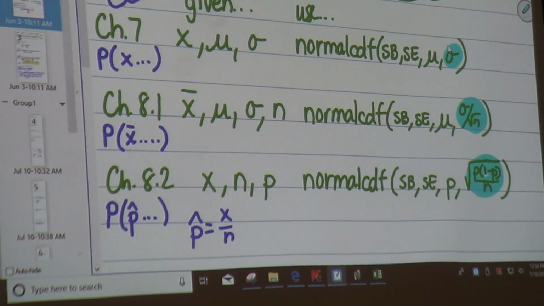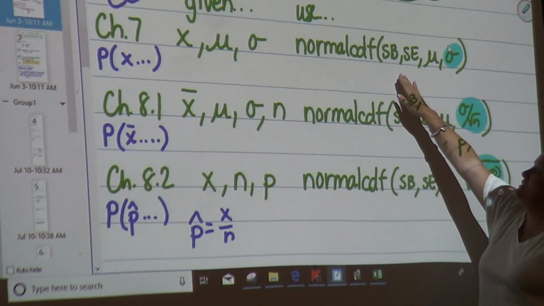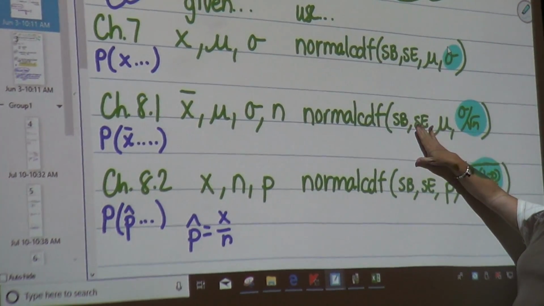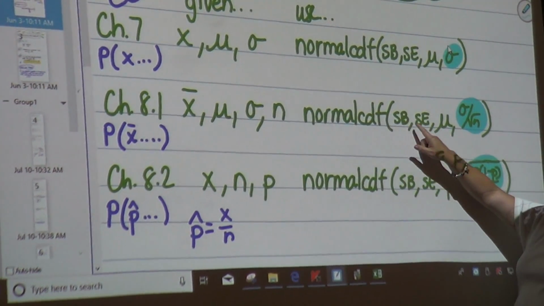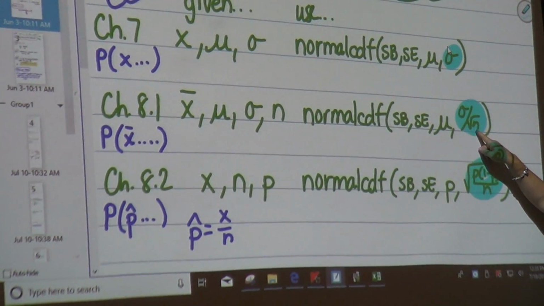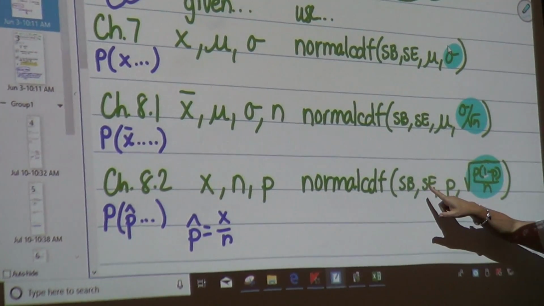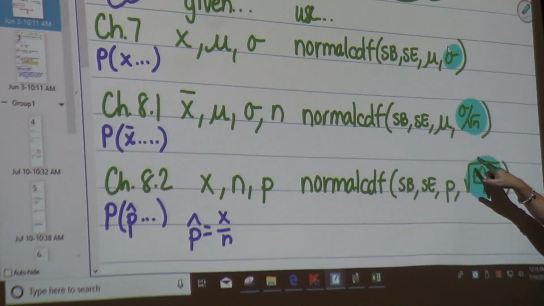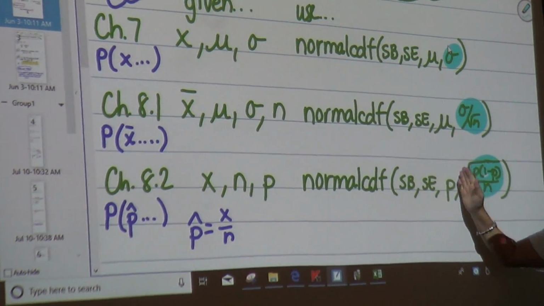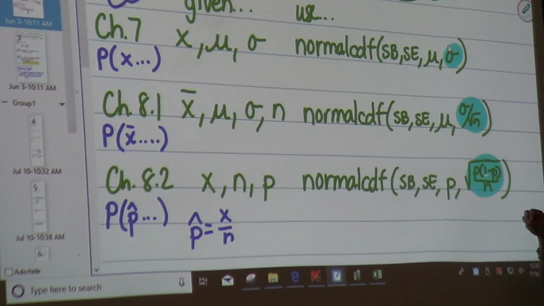This is chapter 7 versus chapter 8 stuff. In chapter 7, when we did normal CDF, we did where the shade begins, where the shade ends, the mean, and the standard deviation. In 8.1, we're going to be doing shade begins, shade ends, mean, and standard deviation over the square root of the sample size. And in 8.2, we're going to be doing shade begins, shade ends, the p, and the square root of p, 1 minus p over n. So all of the beginning stuff is going to be pretty much the same. The ending stuff is what's going to be different.